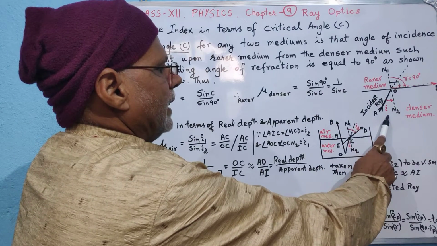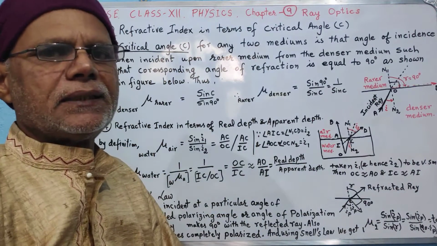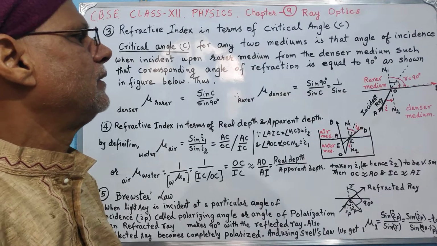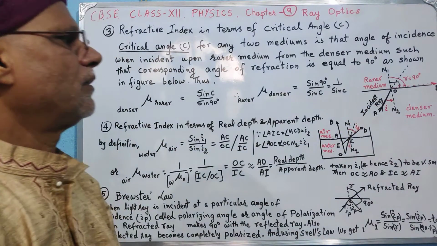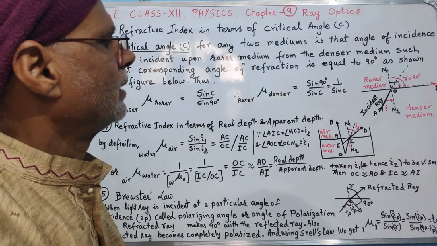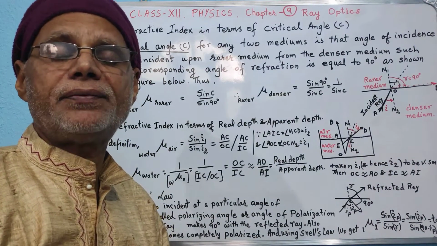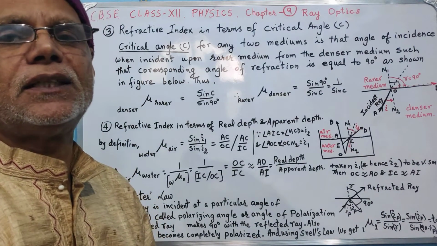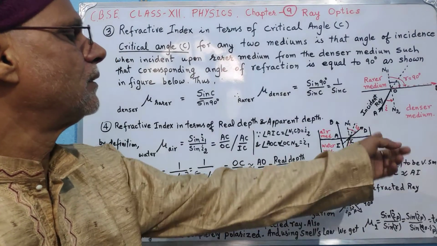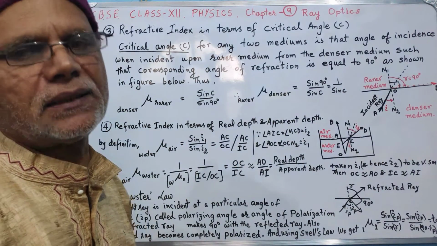when for any given angle of incidence we have corresponding angle of refraction equal to 90 degree. That means the refracted ray is making 90 degree with the normal drawn at the point of incidence, and that angle of incidence for which the corresponding angle of refraction is 90 degree is known as critical angle. Well, this is possible only when we are incident a light ray from denser medium on a rarer medium.